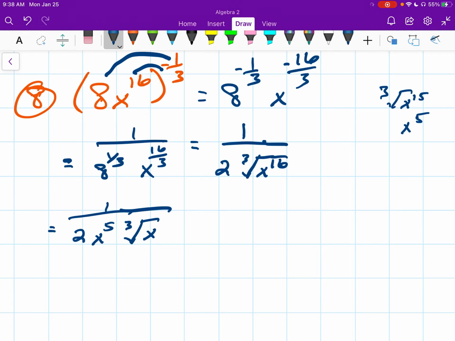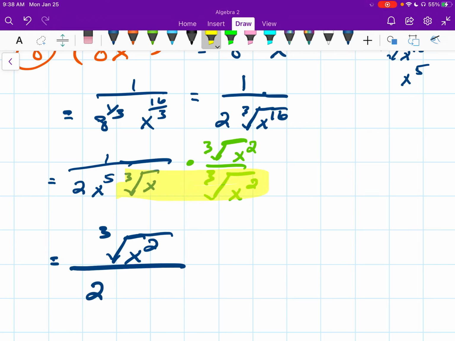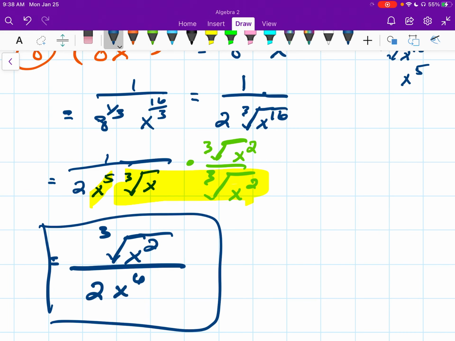Like before, we have to rationalize our denominator. So I need to figure out how many more x's I need to get rid of my root completely. Well, I need a set of 3, and I only have 1 in there, so I'm going to multiply by x squared to make it a set of 3. Whenever that happens, I'm going to end up with a cube root of x squared on top. On the bottom, I'm going to have a 2, and then this turns into a single x, and then I have an x to the 5th, so this will be an x to the 6th. And there's my answer.